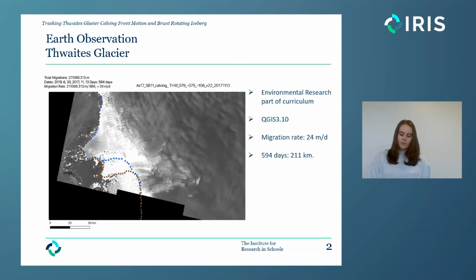We have worked with satellite pictures of Thwaites Glacier, and we started by mapping pictures in QGIS, and then we made shapefiles to calculate the migration rate. After analyzing 2 pictures of Thwaites Glacier 594 days apart, we discovered that the migration rate was 24 meters a day on average, which is alarmingly fast for a glacier. The total migration after 594 days was around 211 kilometers.